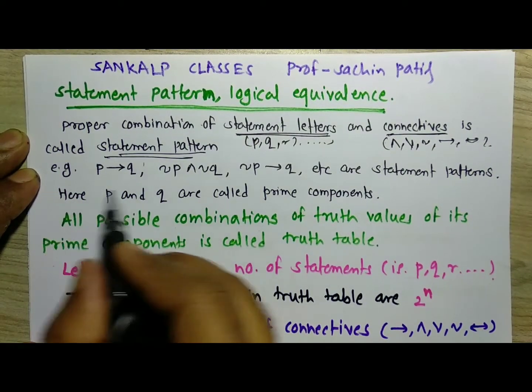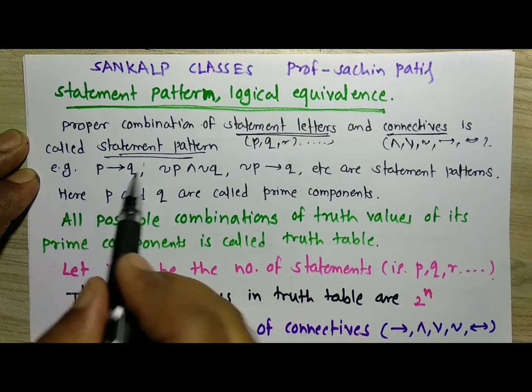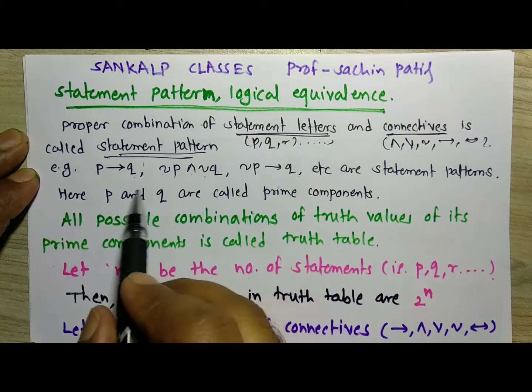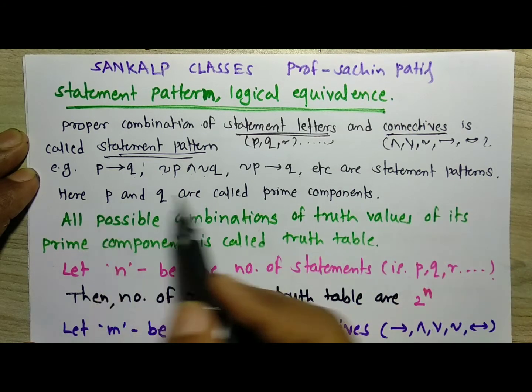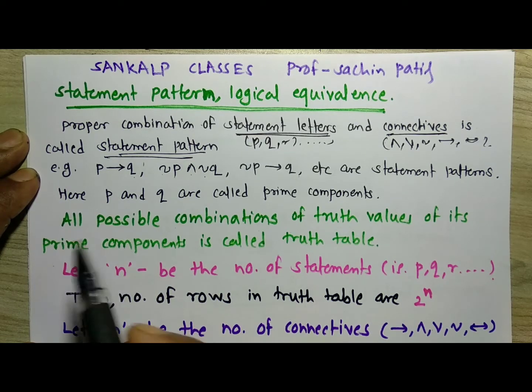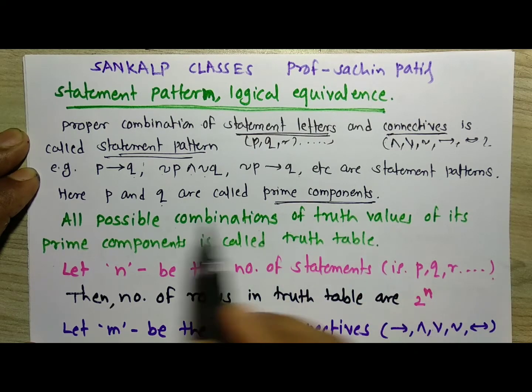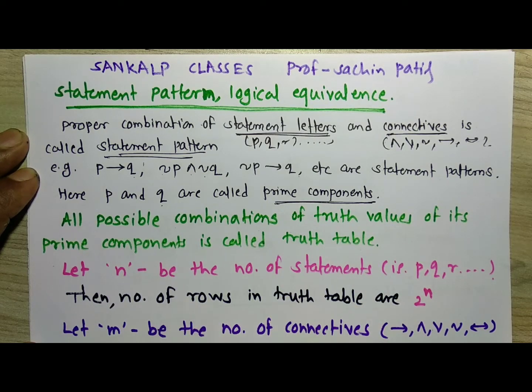For example, consider P implies Q, negation of P, negation of Q, and negation of P implies Q. Those are statement patterns. Here P and Q are called the prime components. Now, all possible combinations of the truth values of the prime components give different possible combinations of truth values.